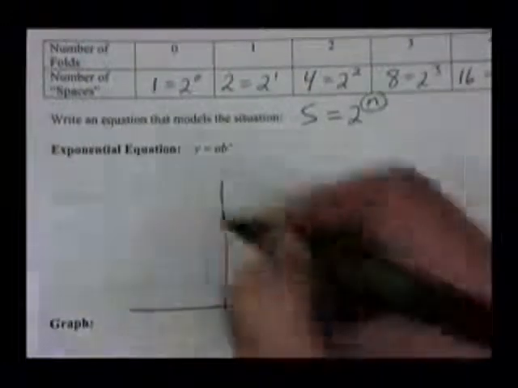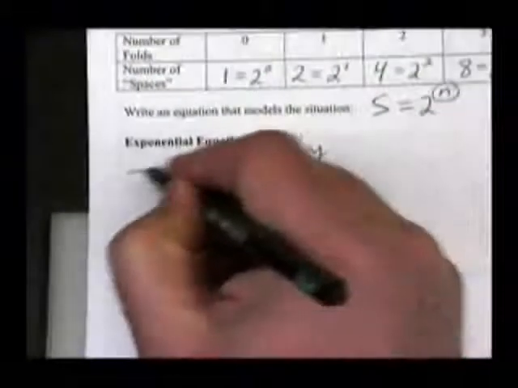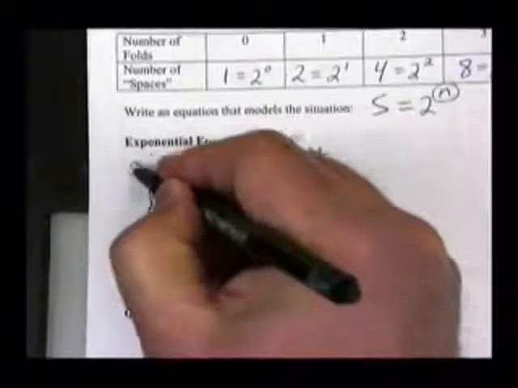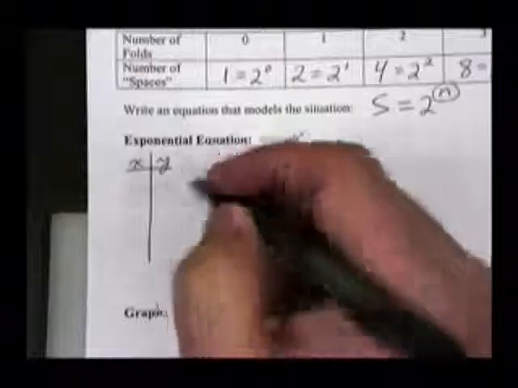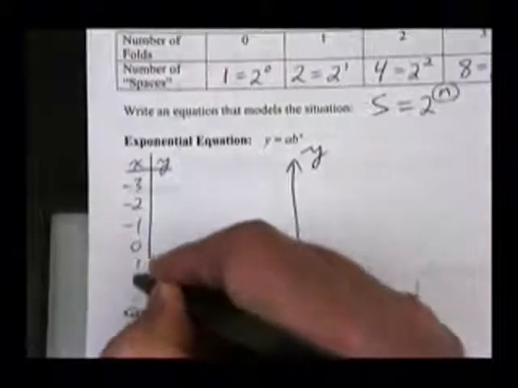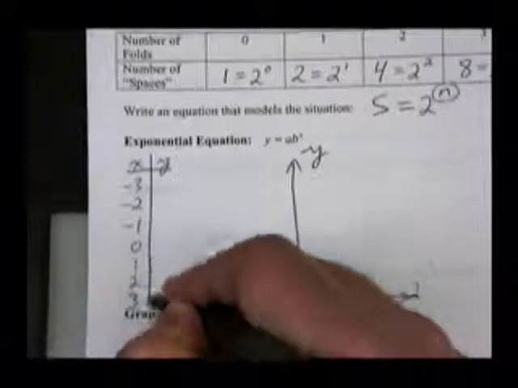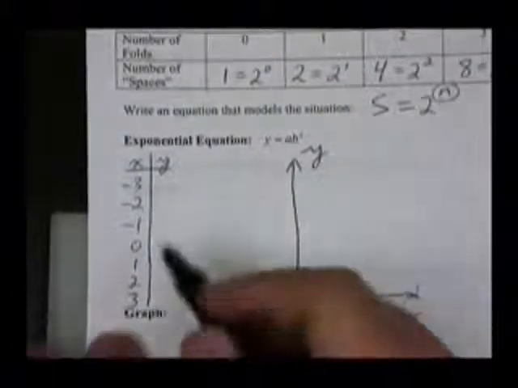And here is my y-axis, and here's my x-axis. And I'm going to come up with some points, x and y. And I'm going to use -3, -2, -1, 0, 1, 2, and 3. Okay? So let's start down here and work our way back up.